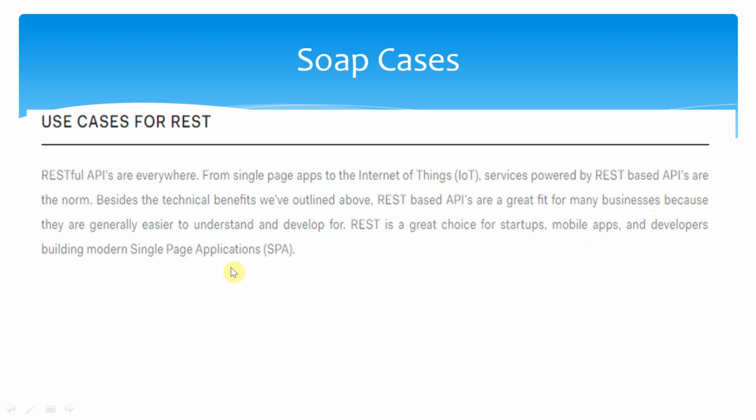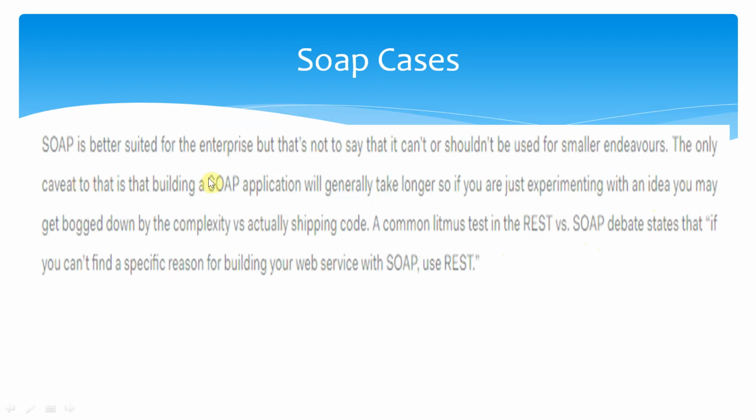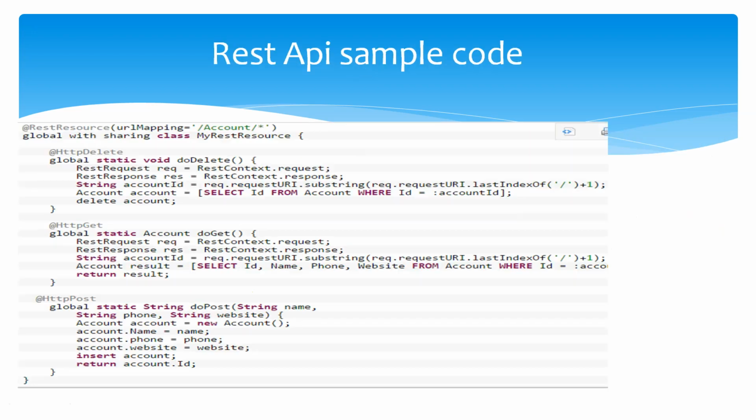There are also technical benefits. It's very easy. It's a great choice for startups and developers, all your React.js, and all the others like Ola, Swiggy, Uber, you see, they use REST API. SOAP is better suited for enterprise, but it can also be used for smaller endeavors. But the main challenge here is development in SOAP will take a longer time. So if there is no specific reason which stops you, and you want to keep the code simpler and development faster, you can go for REST development.